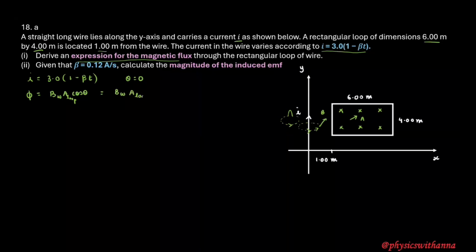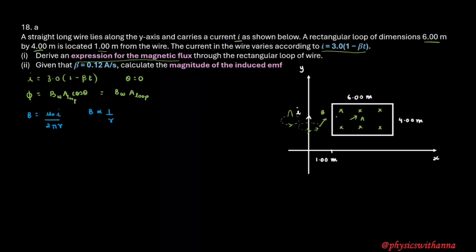Now magnetic field due to a straight wire is given as B equals mu 0 I over 2 pi r. Looking at the expression, we get that magnetic field B is inversely proportional to the distance from the wire. That means as I go away from the wire, the value of magnetic field decreases.